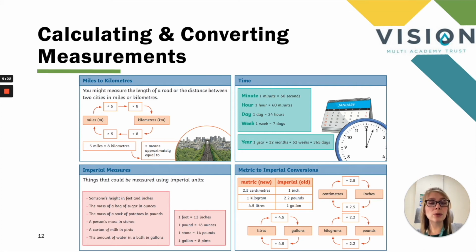So previously we were talking about them being roughly equal to or approximately equal to. Now we're looking at converting between metric and imperial. So we know that 2.5 centimetres is equivalent to about an inch. So to convert between those, centimetres to inches, we divide by 2.5. Inches to centimetres, we do the inverse, multiply by 2.5. And the same for litres and gallons and kilograms and pounds, ensuring that we understand what the different values are and how to convert between.